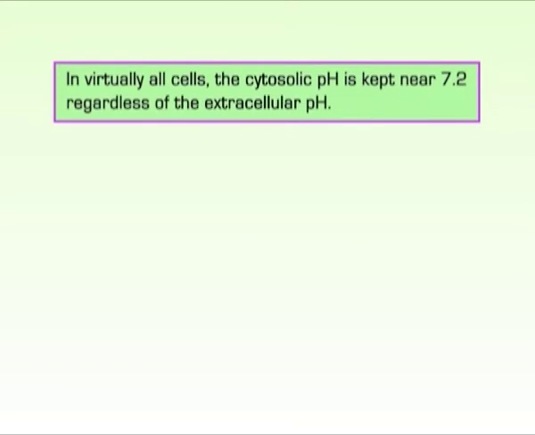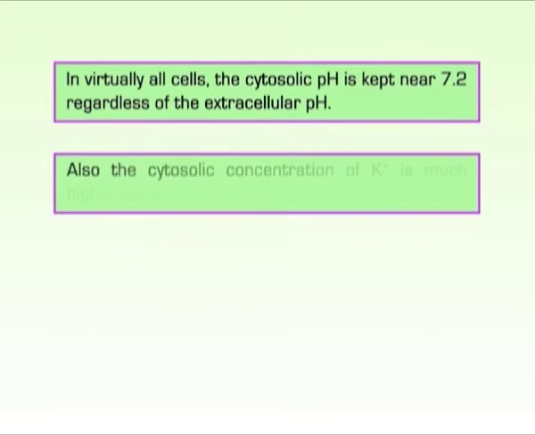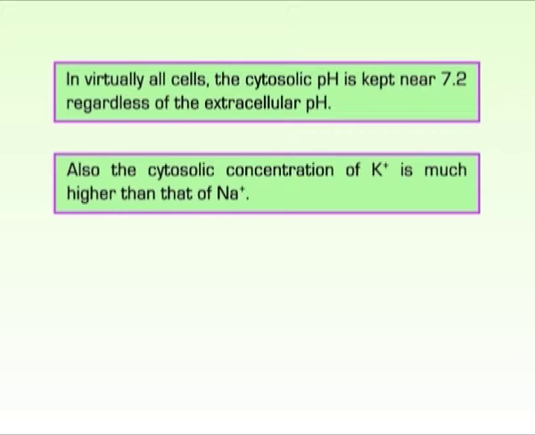ATP-powered pumps generate and maintain ion gradients across the membrane. The specific ion composition of the cytosol usually differs greatly from that of the surrounding extracellular fluid. In virtually all cells, the cytosolic pH is kept near 7.2, regardless of the extracellular pH. Also, the cytosolic concentration of potassium ions is much higher than that of sodium ions.